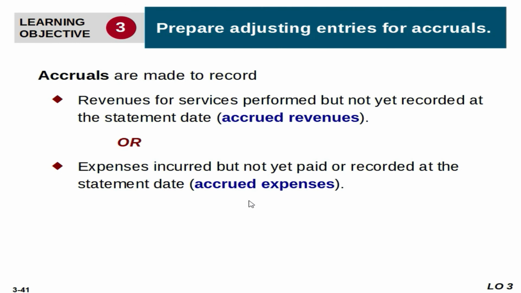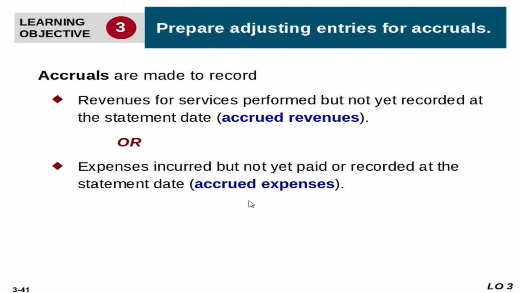All right, welcome back. Last time we concluded deferrals. Again, this is the accounting cycle, step 5, and we're talking about adjusting entries. I believe this is part 5, but don't quote me on that. Anyways, we're talking about accruals.